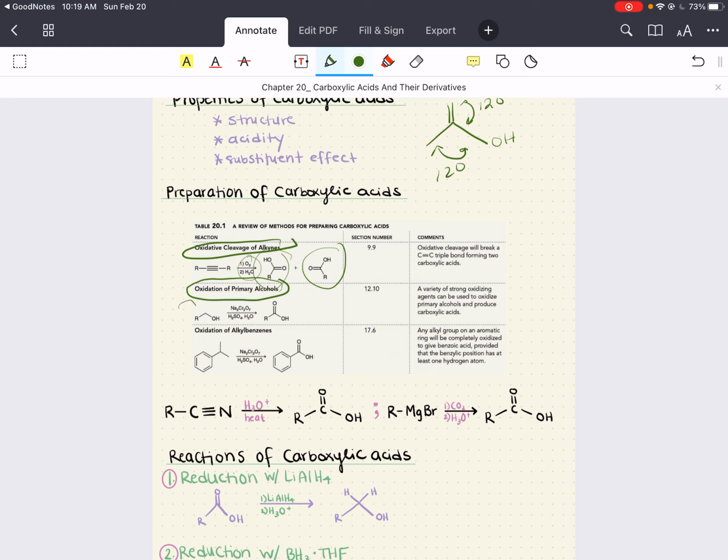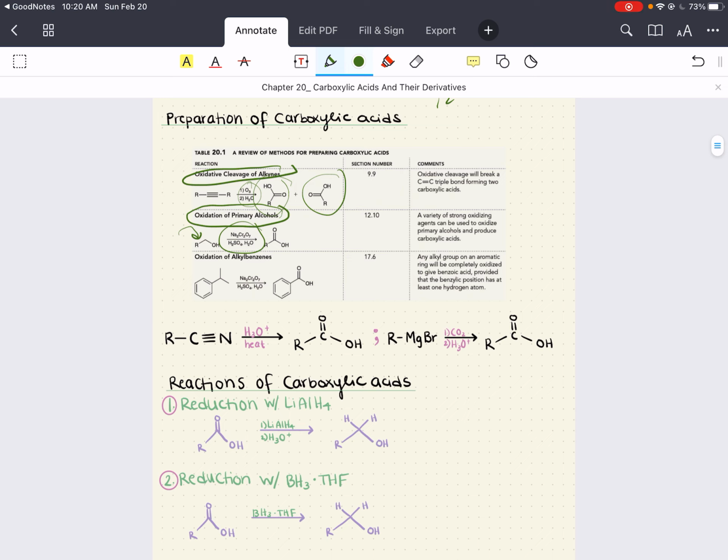So if you have a primary alcohol like right here, you can treat it with, say, sodium chromate, sulfuric acid, and water, or another, like there's a variety of strong oxidizing agents, this one being a very important one that is commonly used. And what you can do is now oxidize that primary alcohol, and it will produce a carboxylic acid.